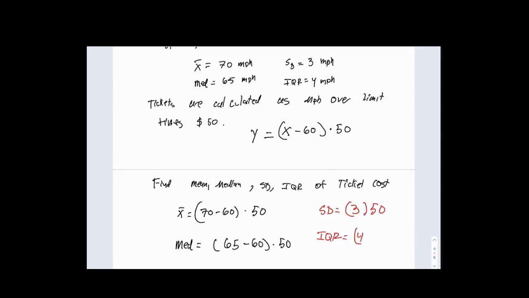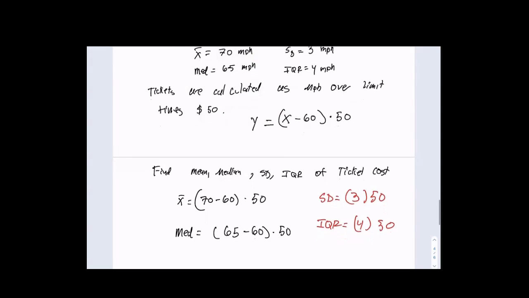And my new IQR would be 4 times 50, because it wouldn't make sense otherwise. Think of it conceptually: if you were to subtract 60, you get a negative value. You can't have negative standard deviations, because the negative doesn't affect it. And all my answers would be in dollars.